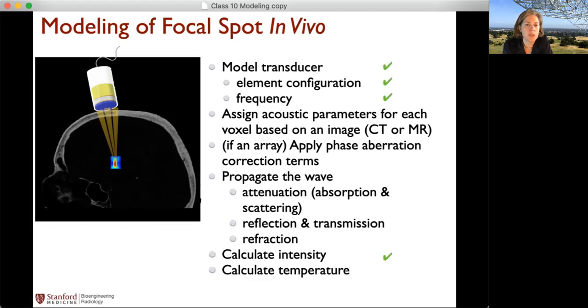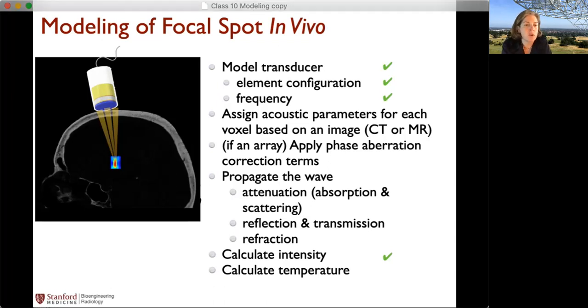So let's just go back up to the beginning. You've modeled your transducer and your element configuration, and there are individual points, and you're going to do a beam simulation. First of all, the next thing you have to do is say, what are the acoustic properties for every pixel in your volume? And in order to get that, maybe you have an image, like a CT image or an MRI picture, such as the one shown here. This is a CT picture, and it's really just showing you the skull. Now for your 3D volume, you can assign acoustic parameters based on that image.